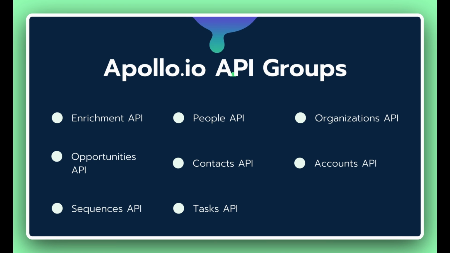So just to explain the API in a bit more detail, we're going to look into the Apollo API groups. The Apollo API groups are a segment of all the different types of functionalities that the API allows you to do within Apollo. These are the same things that you would be doing in the interface when you're inside of Apollo, but instead you're doing it programmatically. So first you have the Enrichment API, the People API, the Organizations API, the Opportunities API, the Contacts API, the Accounts API, the Sequences API, and the Tasks API.